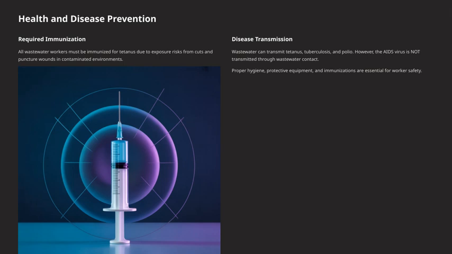The key to staying safe is consistent proper hygiene, wearing the right protective equipment, and maintaining your immunizations. These measures are essential for protecting yourself and ensuring a safe working environment. Remember, staying informed and prepared is a vital part of managing risks in wastewater management.